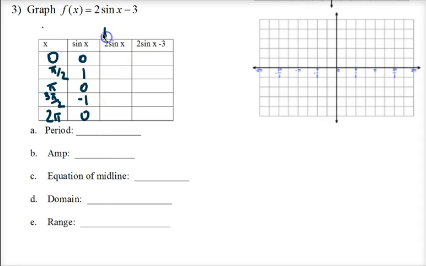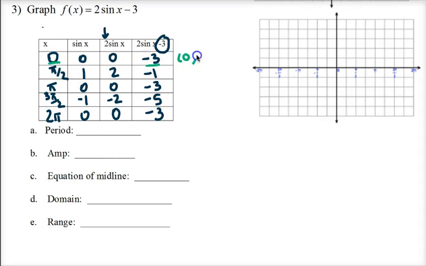Now for the 2, okay, I'm going to multiply my y values by 2. 0, 1 times 2 is 2, 0 times 2 is 0, -1 times 2 is -2, 0 times 2 is 0. And then now here I'm going to subtract 3. So I have -3, -1, -3, -5, and -3. So here's my points.